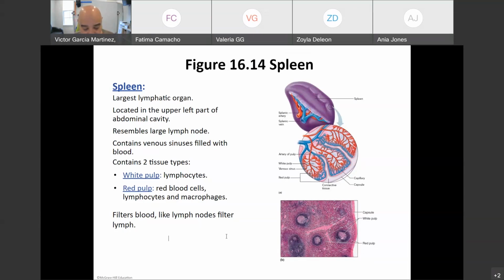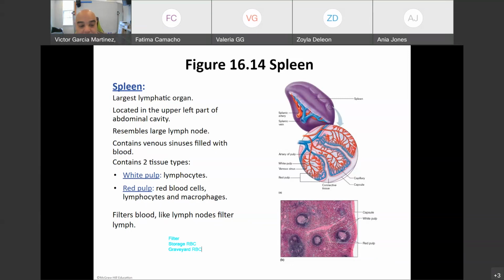Then we have three functions. It's a filter, like the lymph nodes. It's the storage for red blood cells, and it's as well the graveyard of red blood cells. If you remember, I told you the lifespan of a red blood cell is 120 days. And after that, we're going to have the spleen as a graveyard for the red blood cells.